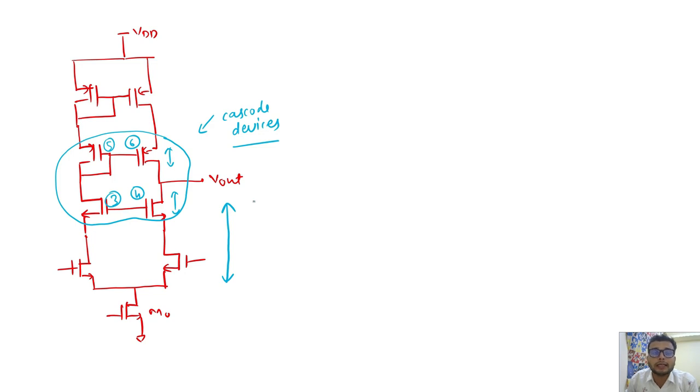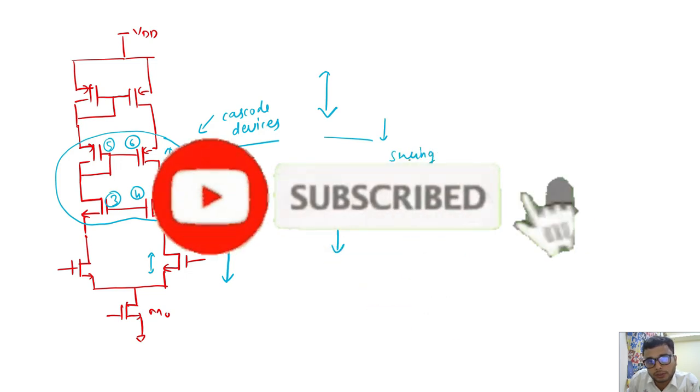So overall, previously there was only one overdrive of this transistor and the overdrive of this transistor, but now this transistor is also taking its own voltage to remain in saturation. This transistor is also taking some voltage to remain in saturation. So overall, from VDD some more voltage is consumed by the upper transistor and some more voltage is consumed by the lower transistor. So overall this output swing is reduced.